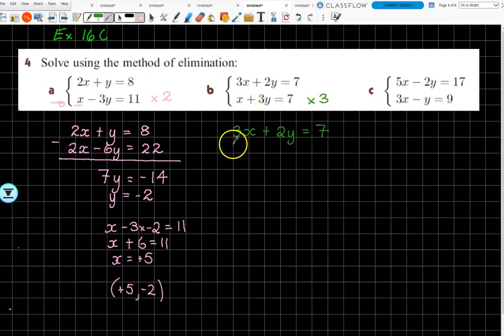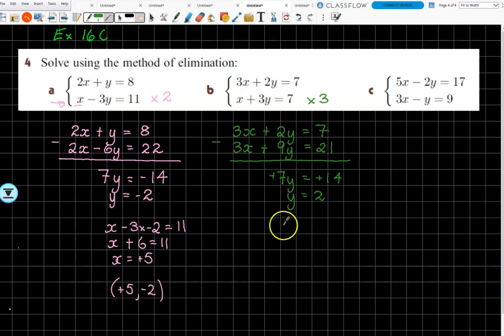So now times everything through by 3. 3x plus 9y equals 21. You have to make the decision now. Are you going to add the equations together or subtract to make the x's disappear? Excellent. Because 3x take 3x, no x. 2y take 9y. And you can actually go from the bottom to the top if you wanted to, but I'm going to go 2 take 9 is minus 7. 7 take 21 is minus 14. The negatives cancel, and so y equals 2.